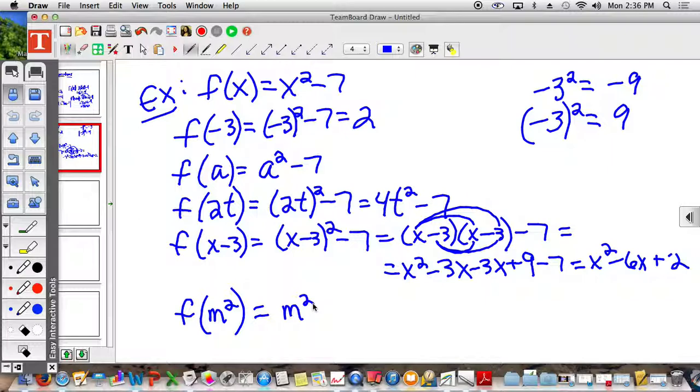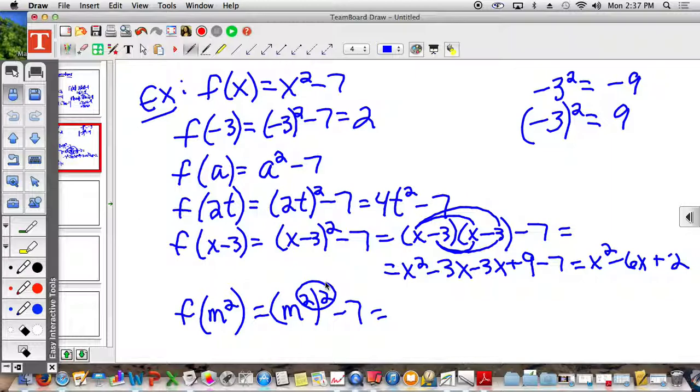Square that. m squared, squared. Then you subtract 7. What is m squared squared? To the 4th. How'd you get a 4th power? Multiply. What do you do to these two exponents? You add. You actually multiply them.